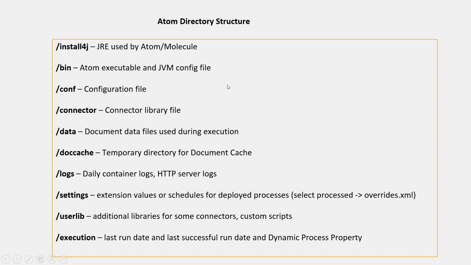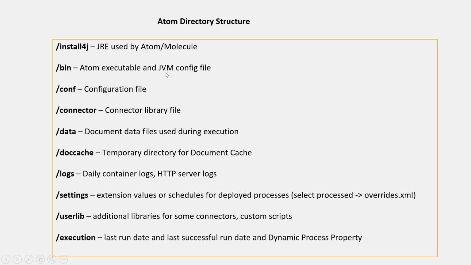And the Atom directory structure. So here you can see how the Atom directory structure is being populated. These are usually asked in interviews as well as certification questions. So maybe all of it might not be clear to you now, but at the end of our session, we will be able to understand it in detail. But for now, you can just have an overview. So bin, the Atom executable and JVM config files will be here.